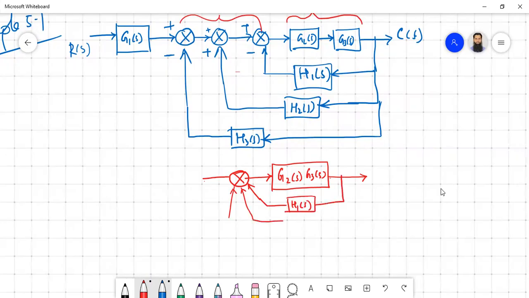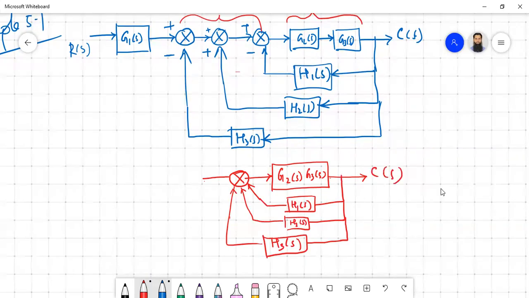This may be your H2S, and the other one may be your H3S. So one thing you have to be careful about is what sign you are going to put. So CS, then you have another gain, G1S, then you have RS. Now one thing that you have to be careful about is the sign. This sign is positive, no problem.